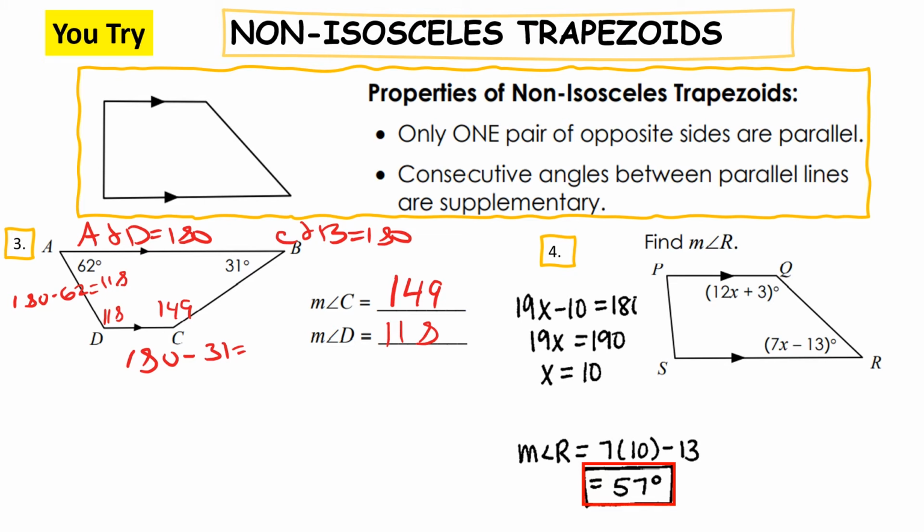In number 3, A and D are supplementary, and C and D are supplementary because they are between those two parallel lines. So C is 149, D is 118. And for number 4, we get 57 for x. So hopefully you got it correct. If not, pause and analyze the work here just a little bit more.